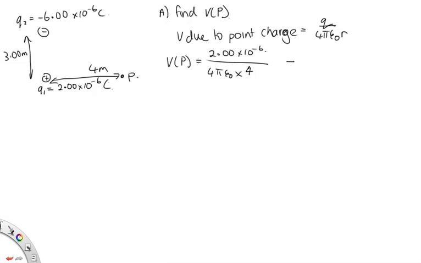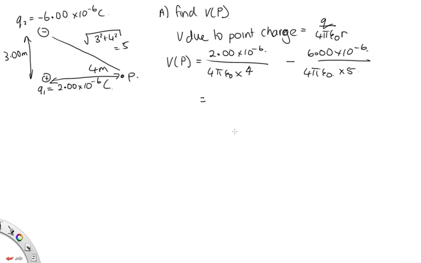And then we've got to add on this one. It's got a negative charge, so this potential has the opposite sign. So it's 6.00 times 10 to the minus 6 over 4 pi epsilon naught. Now this distance from Pythagoras is the square root of 3 squared plus 4 squared, and so that's equal to 5. So this is times 5. So we solve this on the calculator, and you end up with minus 6,291 volts.